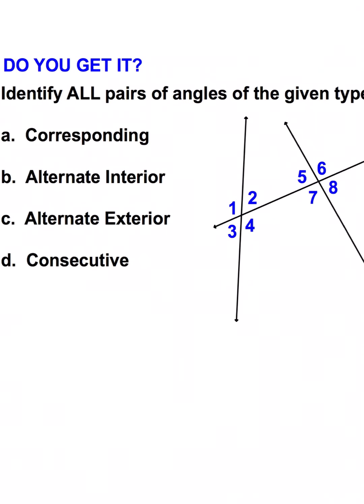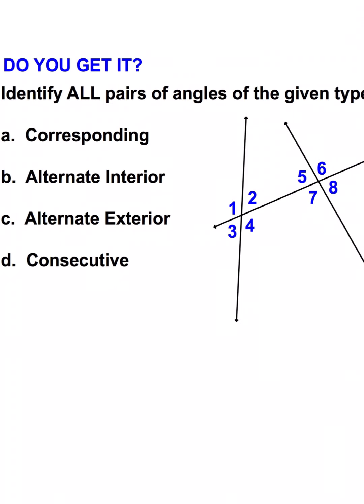Okay, so go ahead and flip over the page. I want you to take a look at this. I'm going to have your substitute pause the video here, and then you're going to list all pairs of angles of the given type for me. And then we'll see what you came up with. Okay, so go ahead and pause the video and try this, and then we'll go ahead and press play and I'll tell you the answers. All right, so I hope you guys had enough time to do this.